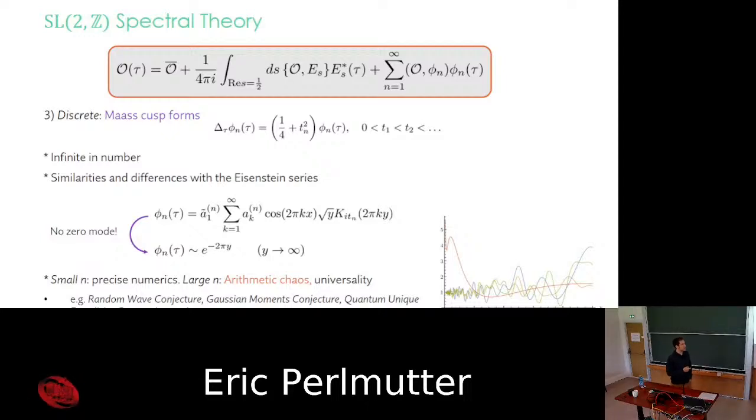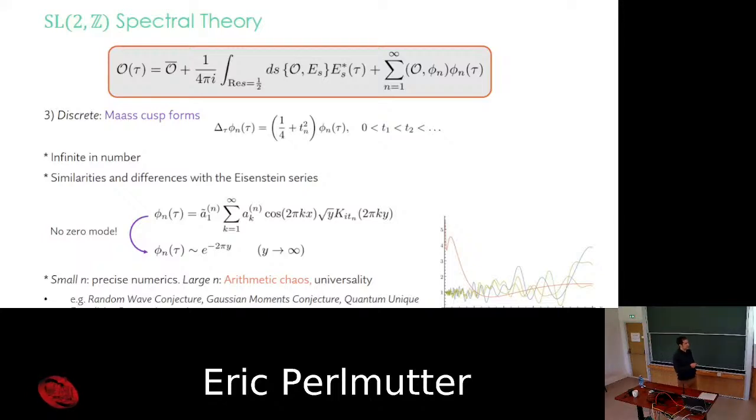But they are rather different in nature than the Eisenstein series. Let me just highlight a few things. The first is that there's no zero mode. So here's the Fourier decomposition. This is just some normalization. Here are some Fourier coefficients. Functionally, it is otherwise the same. But there's no zero mode. And that means that as you go to the cusp at large y, these decay exponentially. That's why they're called cusp forms, basically. They have no zero mode.